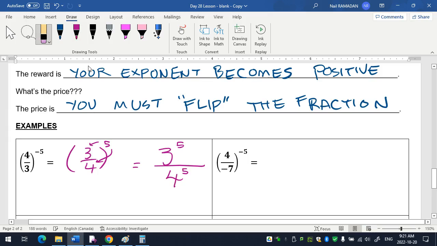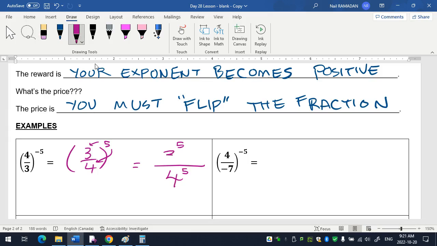So we have 3. Who knows what 3 to the power of 5 is? 243. What's 4 to the power of 5? 256 times 4. 1024.